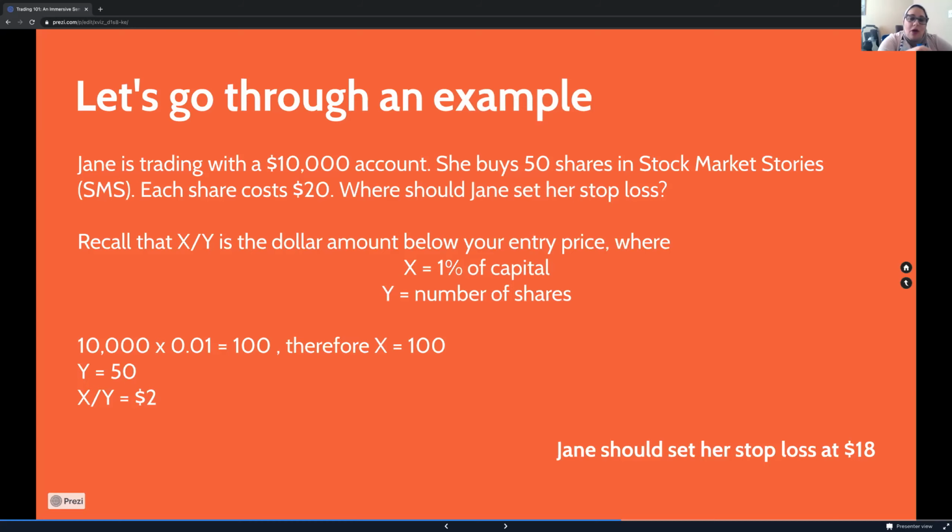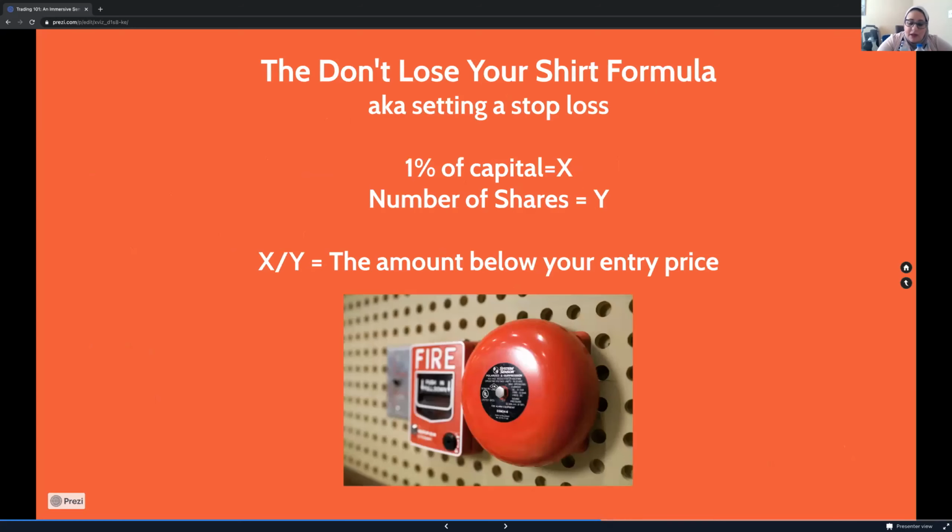With that said, I want to go back to the fire alarm. Okay, guys, this is what I want you to think of as a stop loss. If you're like me and you're just really resistant to setting a stop loss, you're like, no, I don't want to take these small losses that are going to add up. Let me tell you how you should think of it.